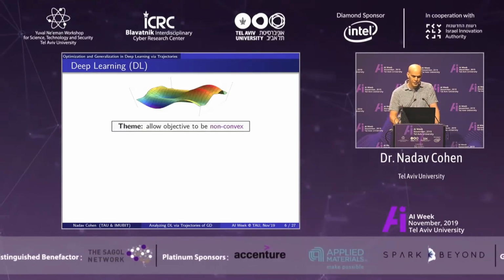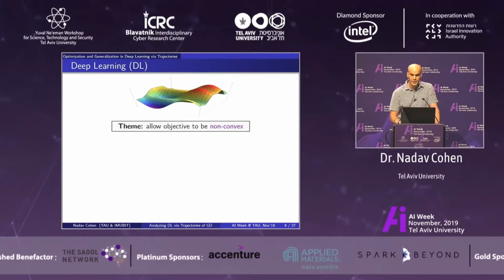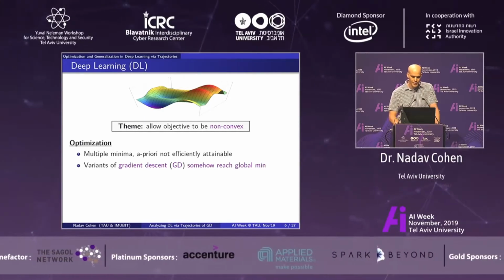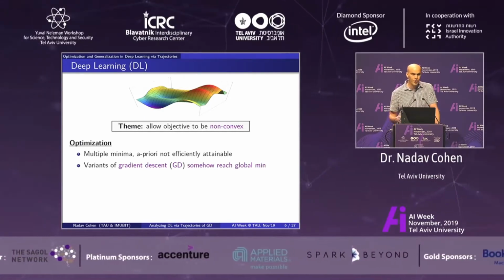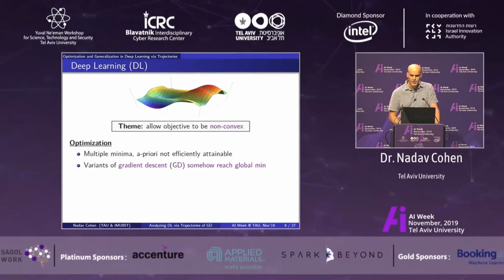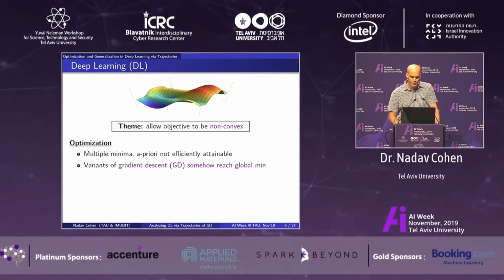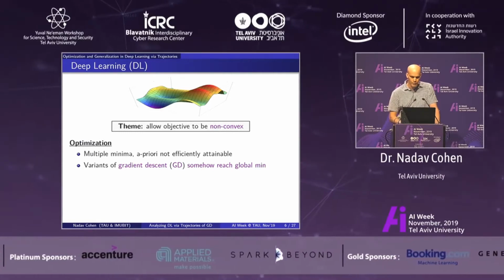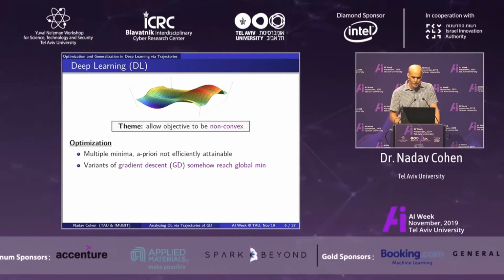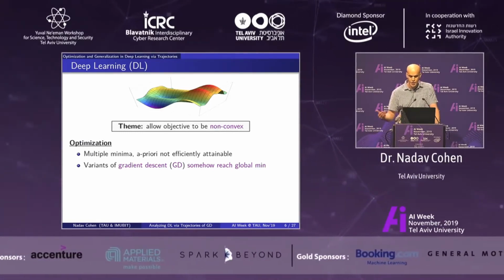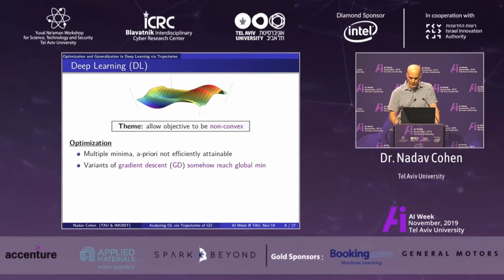In deep learning, the situation is very different. We allow the objective to be non-convex, and there's not just one global minimum, there are a lot of them. A priori, it's not clear that any of them is efficiently attainable. Nonetheless, on typical problems, somehow variants of gradient descent usually reach one of these global minima.